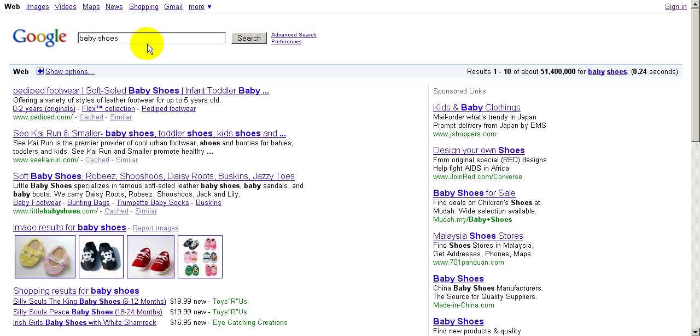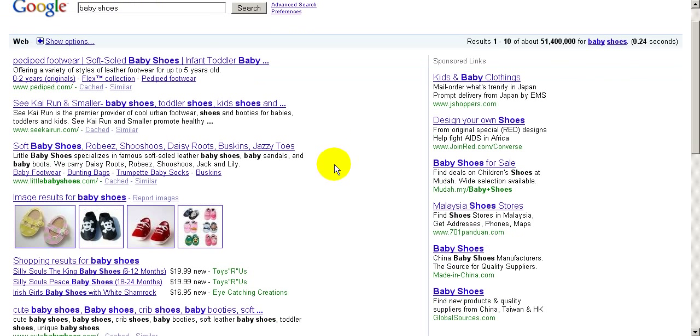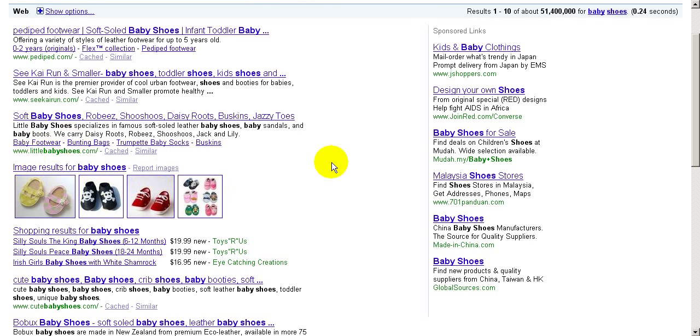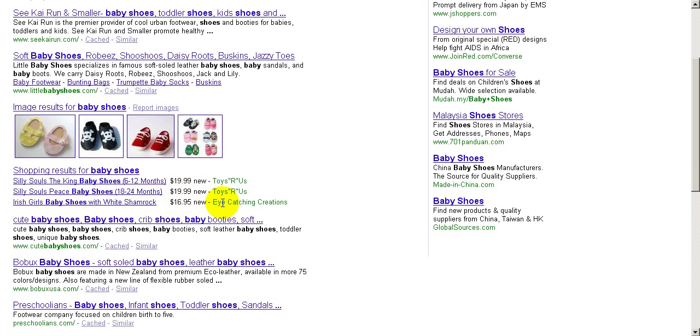When it comes to baby shoes, we can see on Google that there are over 51 million competitors for that term. So it is extremely competitive. Even with good knowledge of search engine optimization, you will have a very, very hard time to rank well for that search term. What can we see also on this page? There are alternative search results made by Google, such as images and shopping results. Shopping results are very good because this means that people are buying in this niche. This is why Google suggests such things. And we can see the average price is about $20.